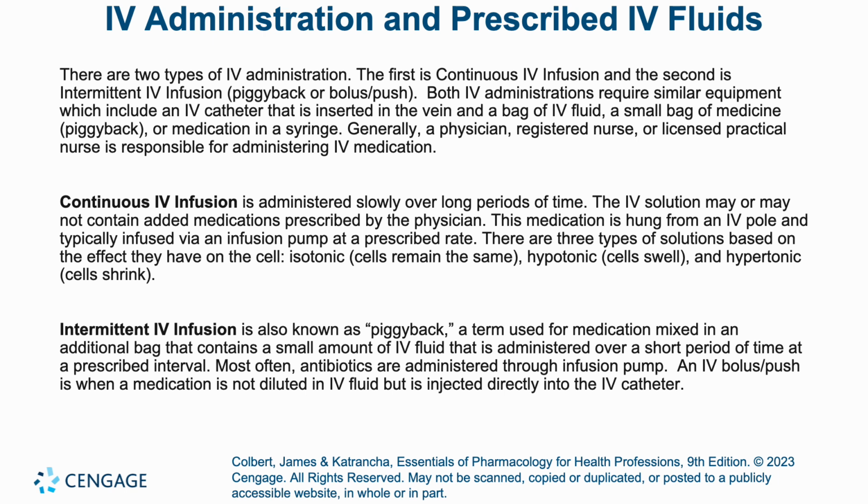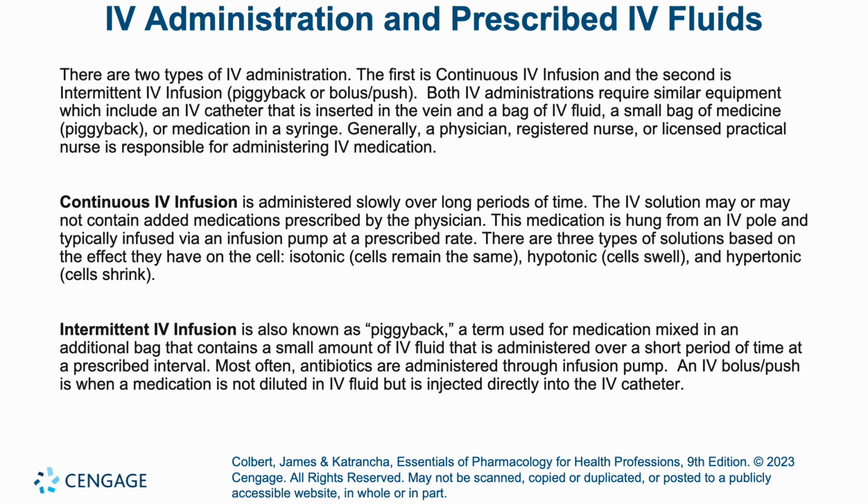There are 3 types of solutions based on the effect they have on the cell. Isotonic, cells remain the same. Hypotonic, cells swell, and hypertonic, cells shrink. It is important to know that for the most part, we are giving isotonic fluids such as normal saline. It's much less common to give hypotonic and hypertonic. As you can tell, because of the effect they have on cells, that can cause other problems to occur. Hypotonic and hypertonic are given under close observation if a patient has a significant electrolyte imbalance.